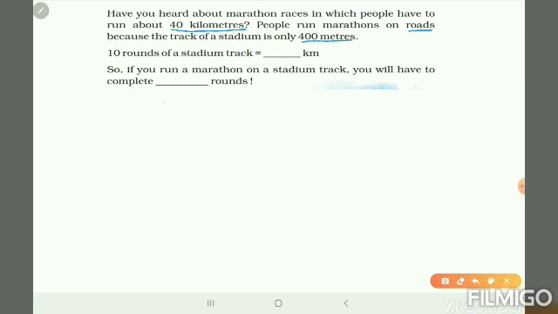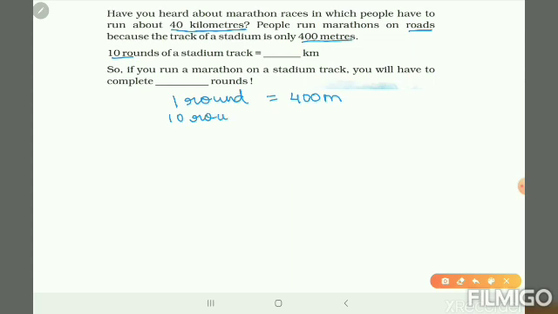Now already in the question it is given that one round is equal to how much? It is equal to 400 meters. It is given here in the question. If you see here that the track of a stadium is only 400 meters, so you know that one round is equal to 400 meters. So you have to find for 10 rounds. So let's see for 10 rounds.